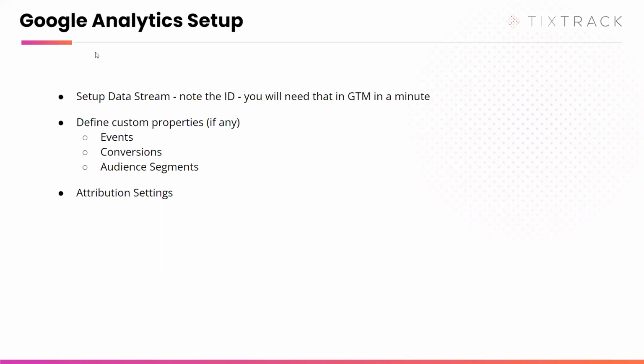But on the Google Analytics side, the main thing is setting up a data stream. The data stream I mentioned earlier on is you have the ability to say, this is my web, this is my app, this is my whatever. If you don't have anything but the web, then you'll just have one data stream that you're working with. And you'll note the ID. I'll show you what that looks like or where you get that ID from.